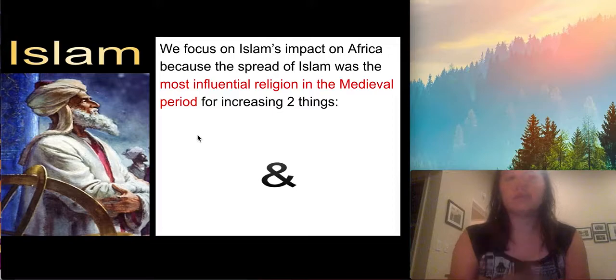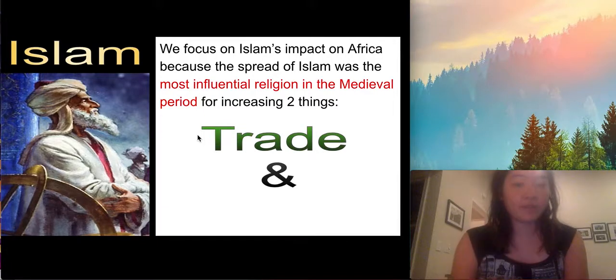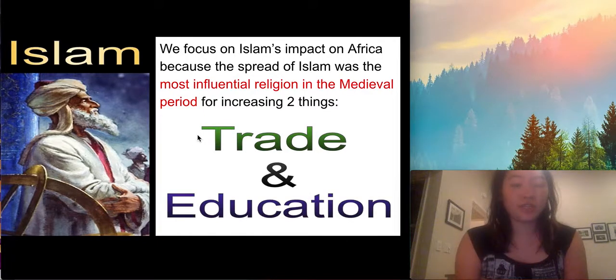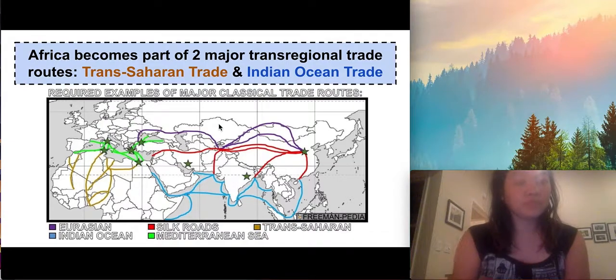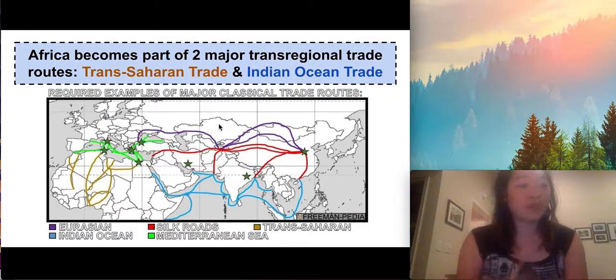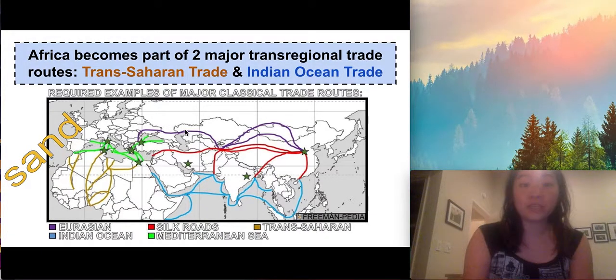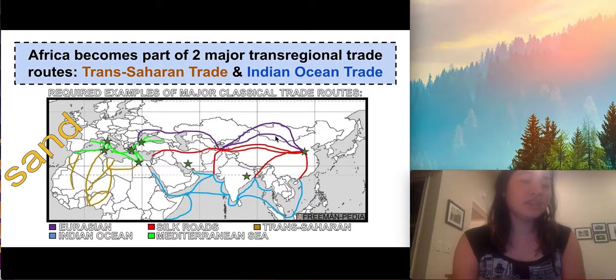And we're going to focus on Islam's impact on Africa because the spread of Islam was the most influential religion in the medieval period for 2 reasons: because it increased trade and it increased education in all the places it spread. And Africa becomes a major part of 2 trans-regional trade routes. We have the Trans-Saharan trade in West Africa, which is a sand-based route. And then we have the Indian Ocean trade route, which is a sea-based route.